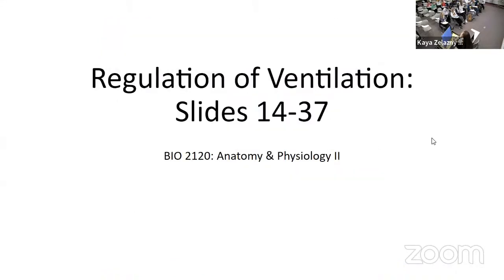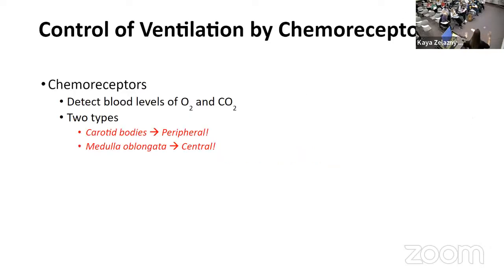Okay. So we're going to talk about this one piece from the regulation of ventilation side. Okay. So thus far, we know that there are appropriate levels, appropriate partial pressures of oxygen and carbon dioxide in the blood. Right? That's what we were just talking about. Right?